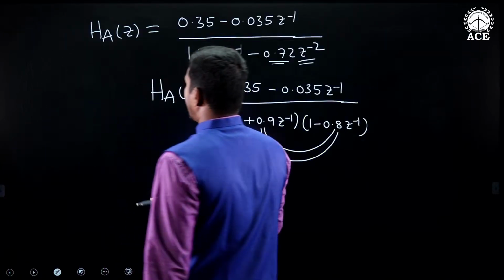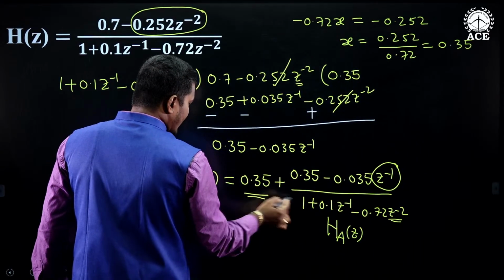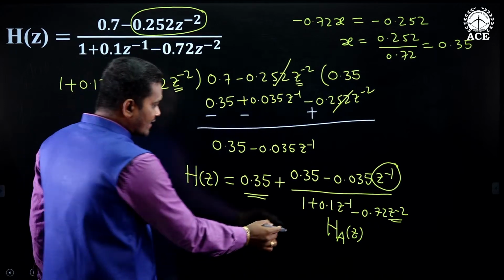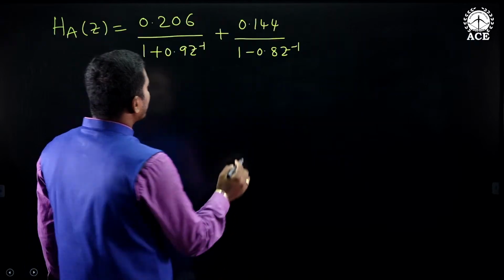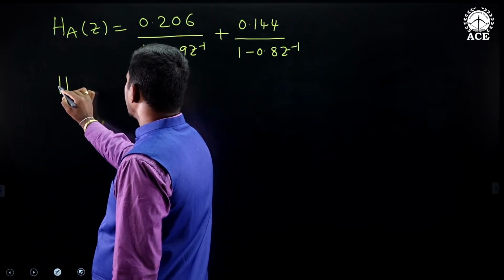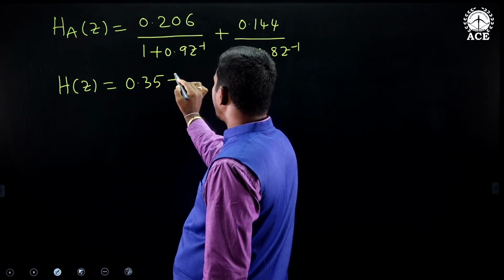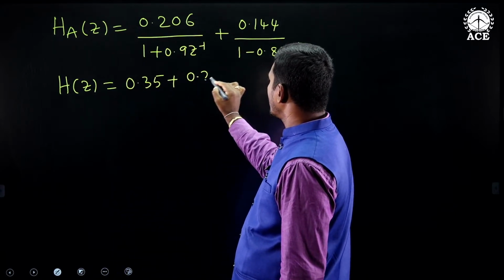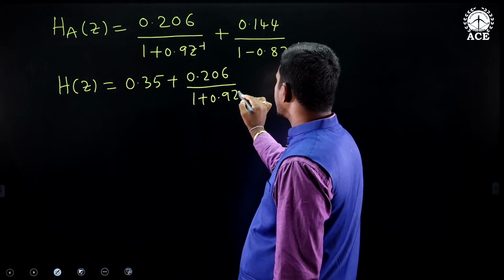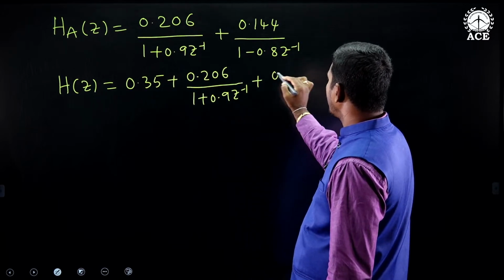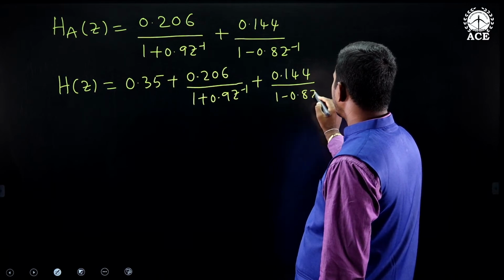But what is H of Z actually? See here, H of Z is nothing but 0.35 plus HA of Z. This 0.35, this entire thing I have assumed as HA of Z, right? So now finally H of Z equals 0.35 plus 0.206 divided by 1 plus 0.9 Z inverse plus 0.144 by 1 minus 0.8 Z inverse.